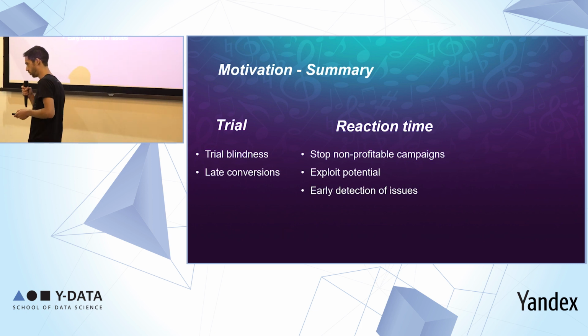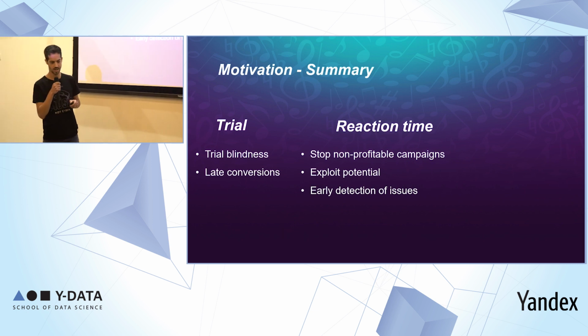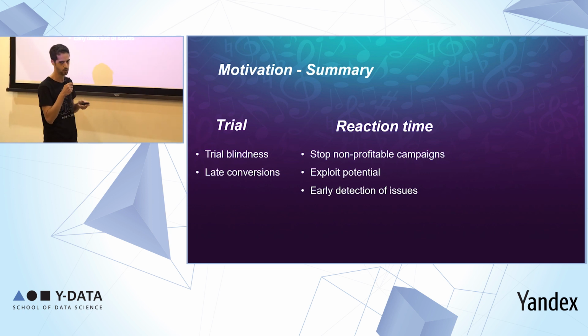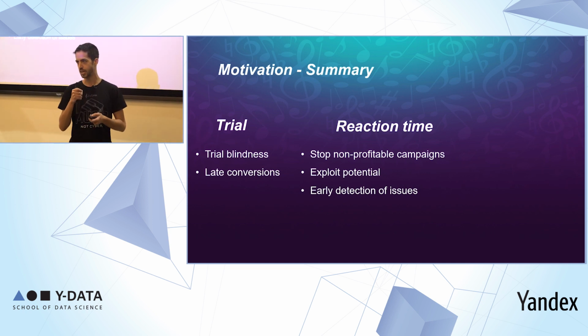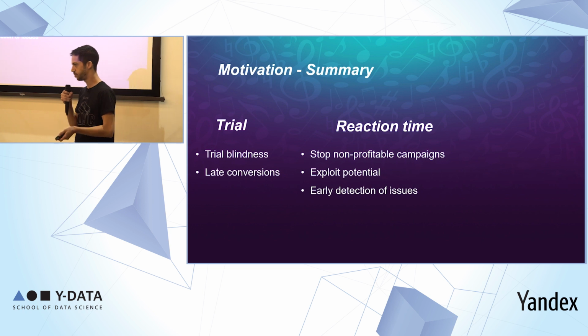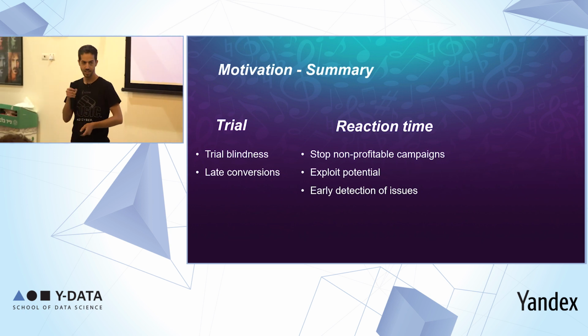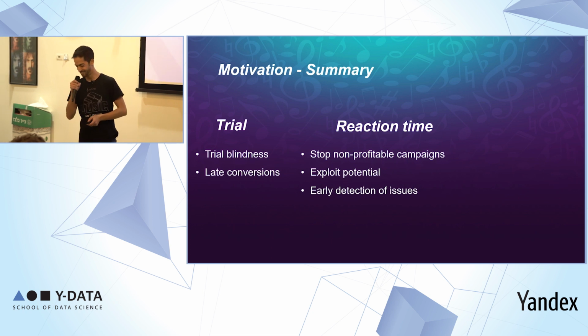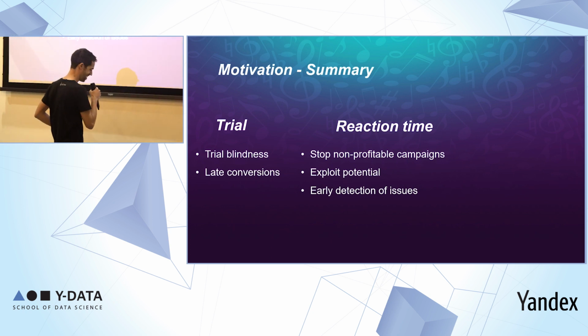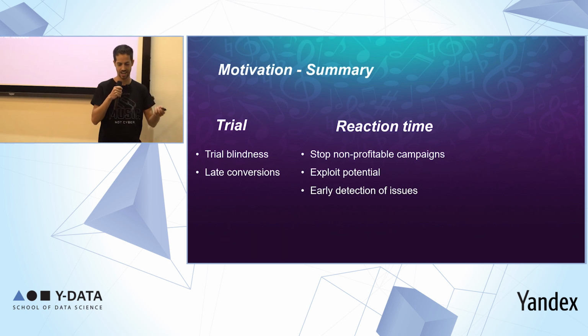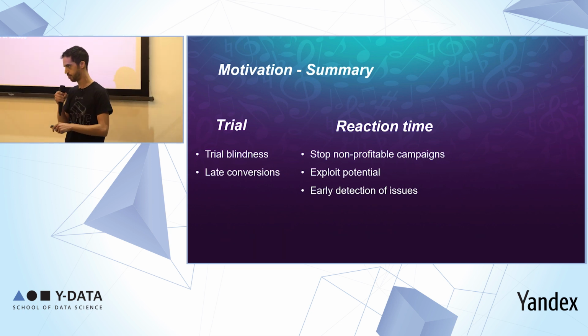Reaction time. We want to react as fast as we can. So if we react fast enough to a good performing campaign, we can exploit the potential. We can increase the budget. We can duplicate the campaign. We can do a lot of things in order to exploit the potential. That was scary. The second thing is early reaction to good campaigns and early closing of bad campaigns.